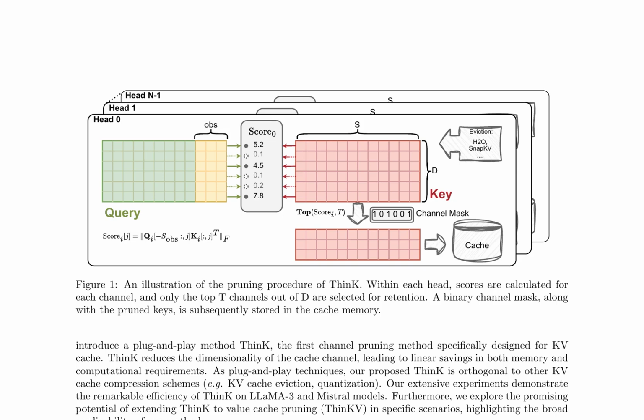The results indicate that when paired with token eviction methods, ThinK not only achieves comparable or superior accuracy but also reduces KV cache memory costs by more than 20%.